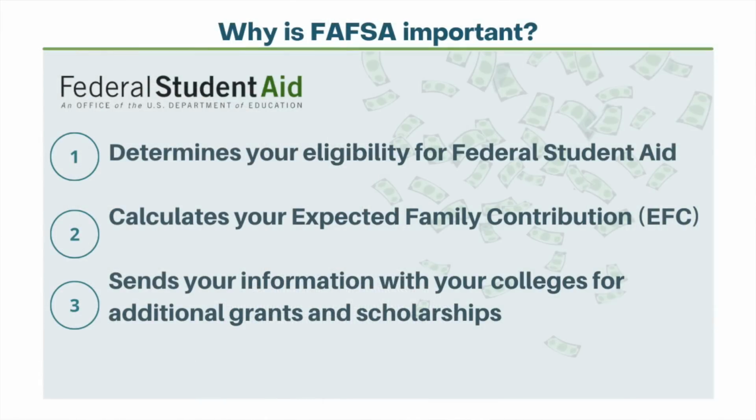Completing the FAFSA is important because the FAFSA does three things. One, it determines your eligibility for federal student aid, such as federal Pell Grants or federal student loans. Two, it calculates your expected family contribution, which is the application's determination of your family's ability to pay for college. And three, it will send the application information to all the colleges you want to apply for financial aid to, to ensure they have information to determine whether you qualify for their institutional awards and grants as well.